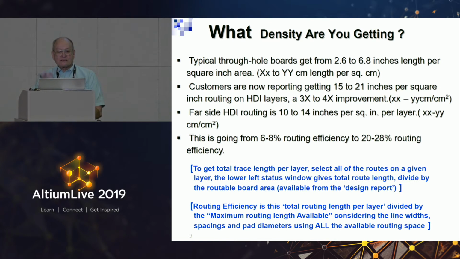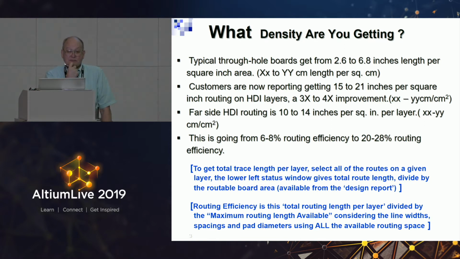Customers who take this class, I ask them to tell me if they've used any of the principles. They're starting to report that they're getting 15 to 21 inches per square inch routing on the HDI layers. I guarantee from this class you can get 2 to 3 times more routing density. They're actually telling me they're getting 3 to 4 times. I won't guarantee 4, but 3 or 4 or 5 times is possible, because a lot of you are much smarter than I am. When you start to use it, you'll figure out a better way, because we haven't necessarily figured out the best way.